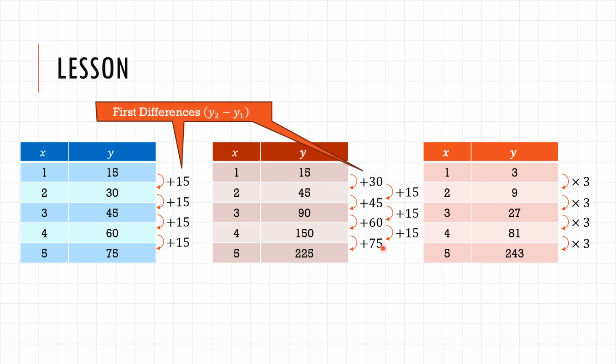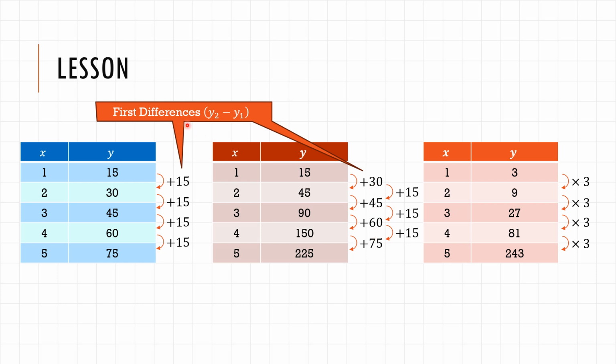These values are called the first differences. And the way you find a first difference, remember, difference means you subtract. All you have to do is subtract the two y values. So you take any y value, y2, and you subtract the y value before it, y1. 90 minus 45, that's how I get 45. 75 minus 60, that's how I get 15. That's how you calculate something called the first differences.